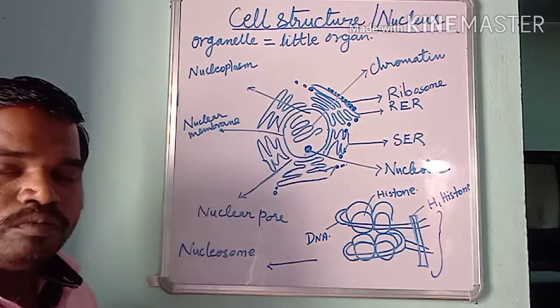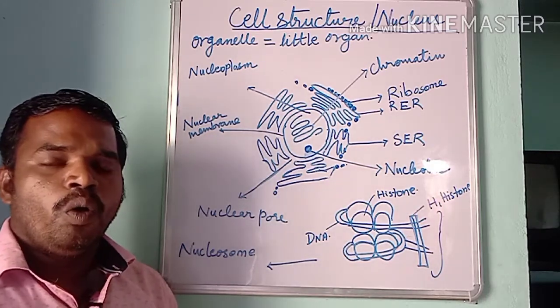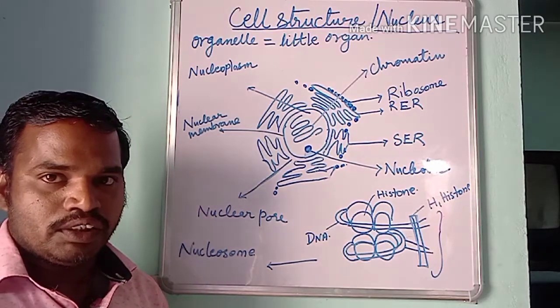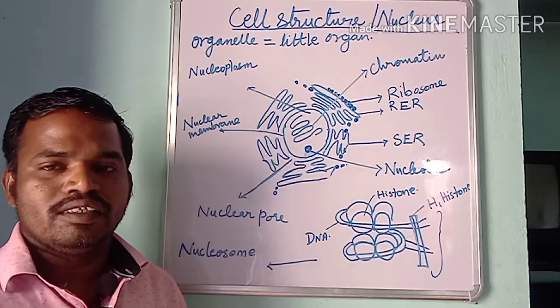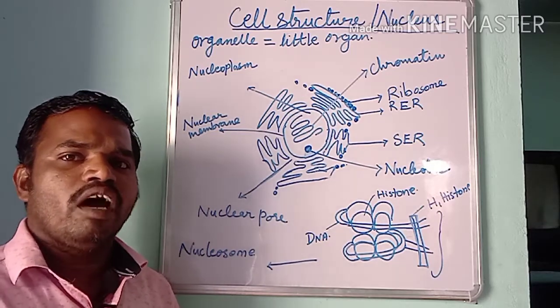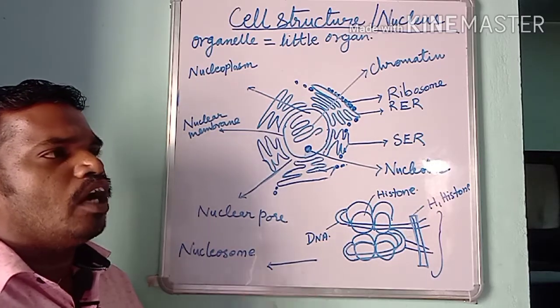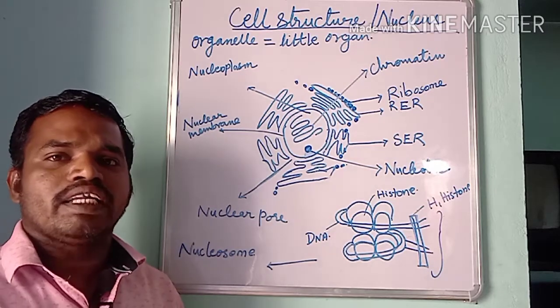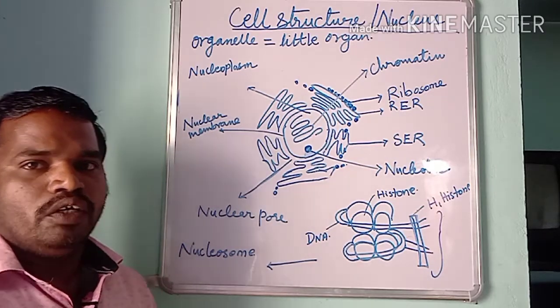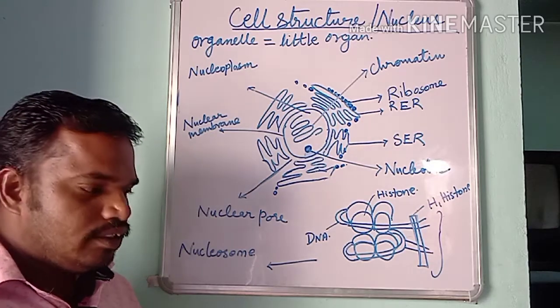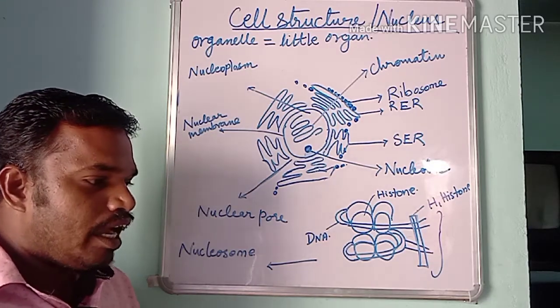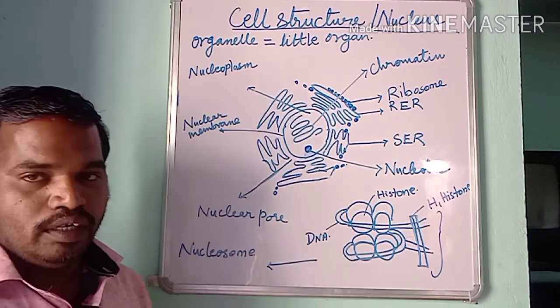Okay, so the nucleus is considered one of the important cell organelles. Why? Because it is considered the brain of the cell. Why do we call it the brain of the cell? The nucleus controls all the cell activity. So all the cell activity is decided by the nucleus.